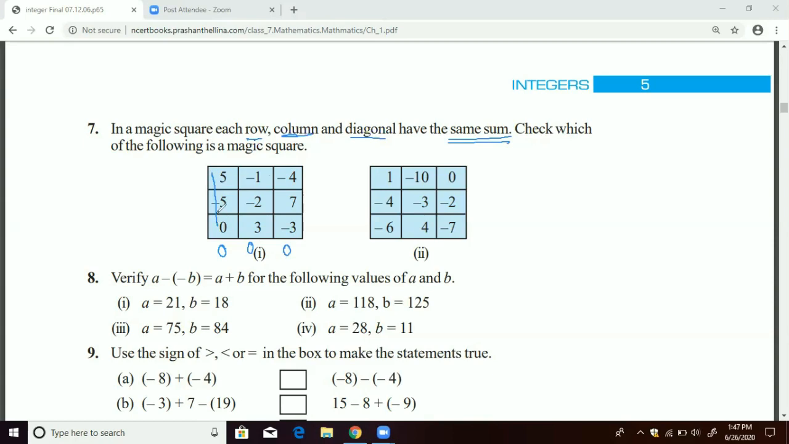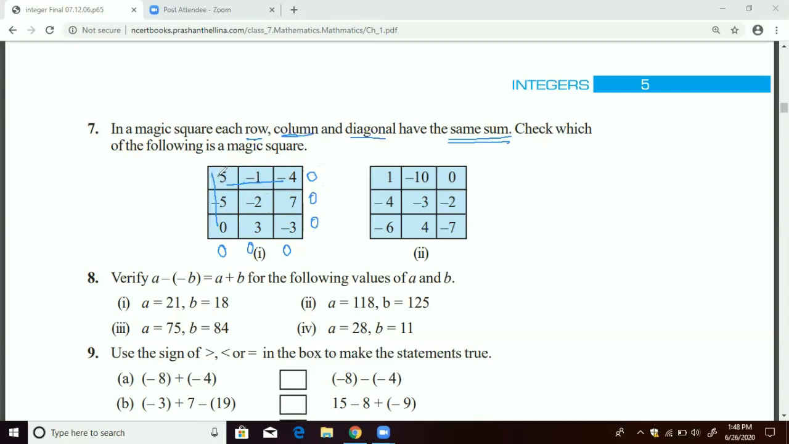Okay. Now each column is over. Next we are finding the rows. First row: 5 minus 1 minus 4. 5 plus minus 1, that is 4. 4 plus minus 4, that is 0. Next is negative 5 plus negative 2, that is negative 7. Negative 7 plus positive 7, that is also 0. Next is 0 plus 3 is 3. 3 plus negative 3 is equal to 0.